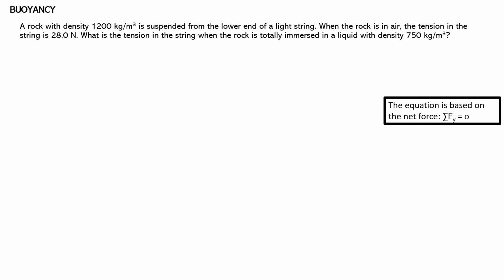The next problem is about buoyancy. So our problem: a rock with density of 1,200 kilogram per cubic meter is suspended from the lower end of a light string. When the rock is in the air, the tension in the string is 28 newtons. What is the tension in the string when the rock is totally immersed in a liquid with density of 750 kilogram per cubic meter? So let's start with the given: the density of the rock is equal to 1,200 kilogram per cubic meter, and the density of the liquid is 750 kilogram per cubic meter. And we also have the tension in the air that is equal to 28 newtons. And for this problem, we need to find the tension in the string in the liquid.